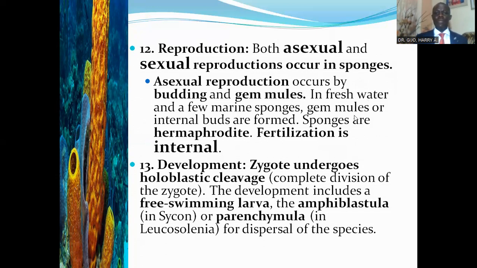In freshwater and a few marine sponges, gemmules or internal buds are formed. The gemmules are actually internal buds that are formed within the sponge. Sponges are hermaphrodite and fertilization is internal. They have both male and female gonads, or reproductive organs, in one species, and fertilization takes place internally.